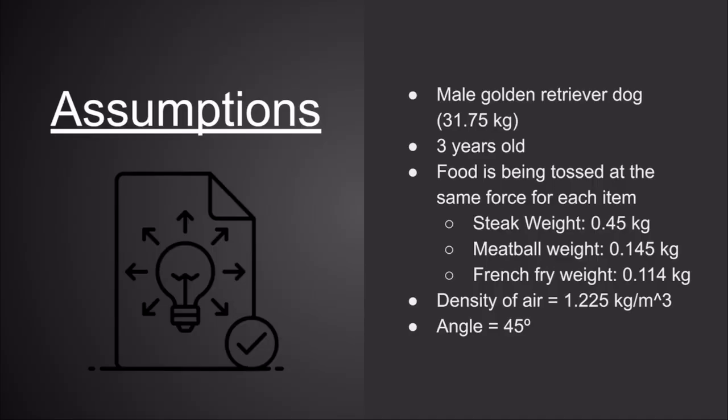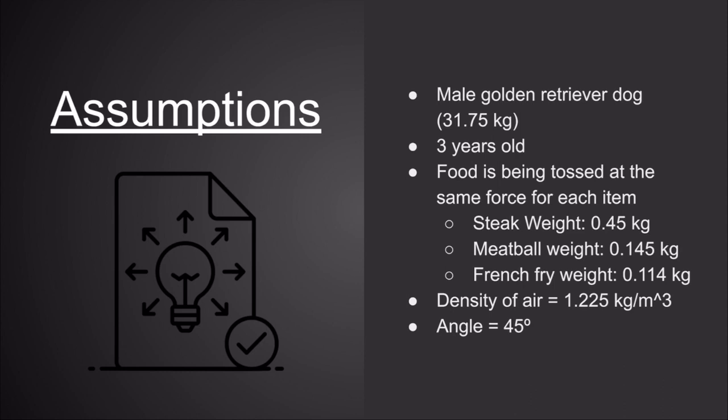In order to solve this problem, we had to make a few assumptions. We assumed that Fritz is a 3-year-old male golden retriever dog that weighed approximately 32 kilograms. We also assumed that the food is being tossed at the same force for each item, with the steak weight being 0.45 kilograms, the meatball weight being 0.145 kilograms, the French fry weighing 0.114 kilograms, and we also assumed that the density of air was constant at 1.225 kilograms per meters cubed.